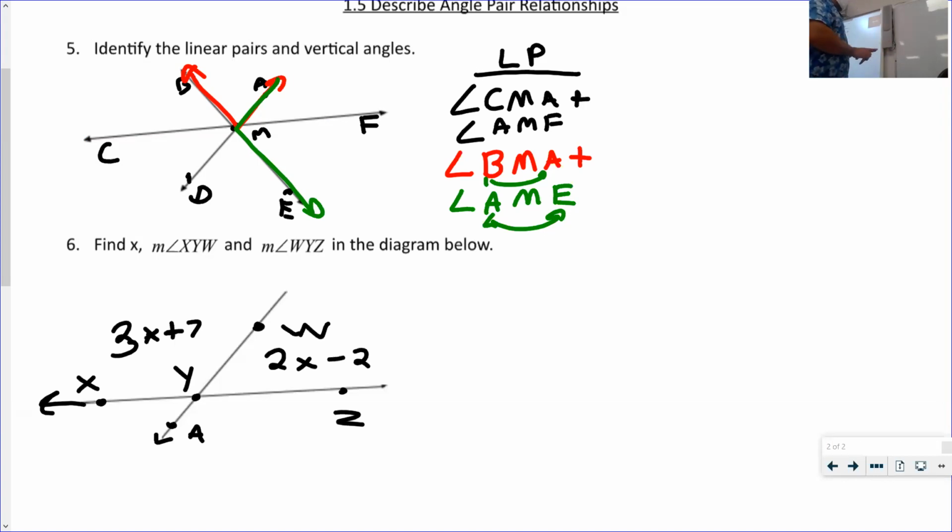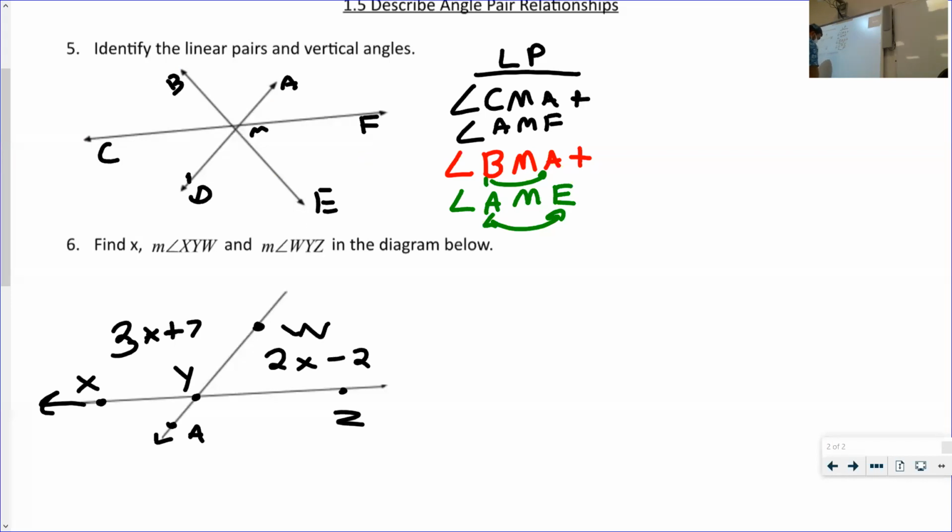But you can see how we make a linear pair even if there's an angle on the inside, because that larger angle might be able to make a straight line. Any questions on the linear pair stuff before we go to vertical angles? Okay. So some linear pairs: A, B, C, E.